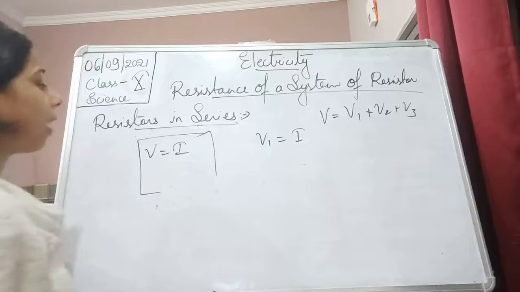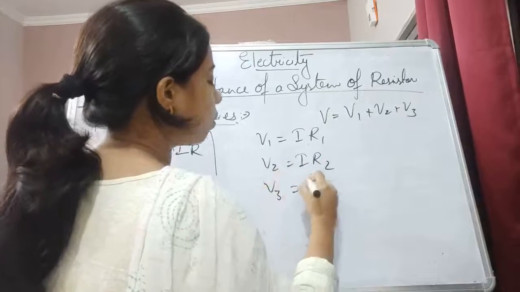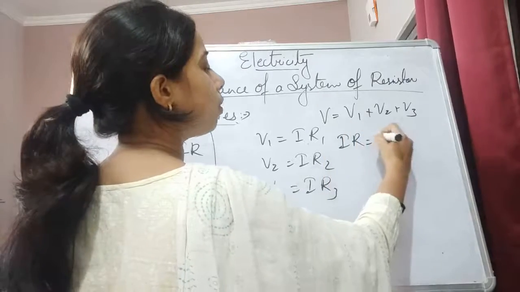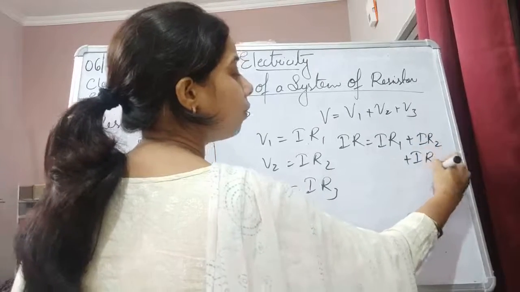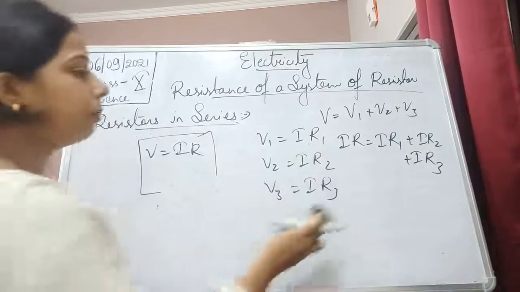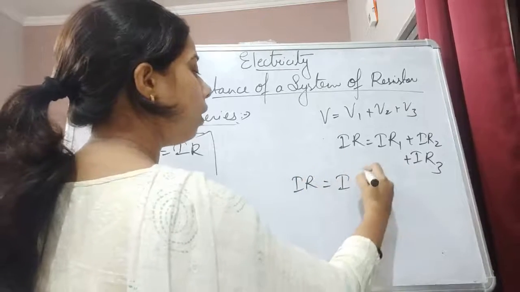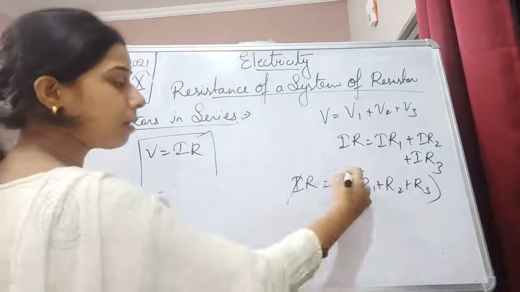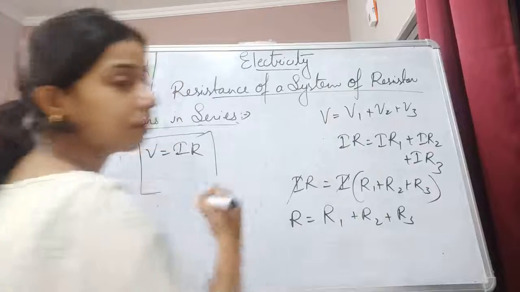V is equal to IR. V1 is equal to IR1, V2 is equal to IR2, and V3 is equal to IR3. So now it will become IR is equal to IR1 plus IR2 plus IR3. If we take I as common, it will become IR is equal to I(R1 plus R2 plus R3). This I will get cancelled, and it will become R is equal to R1 plus R2 plus R3.